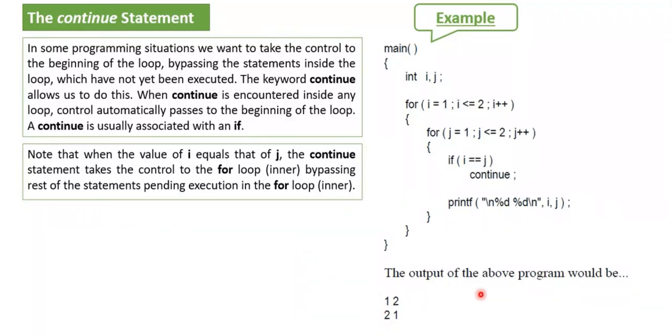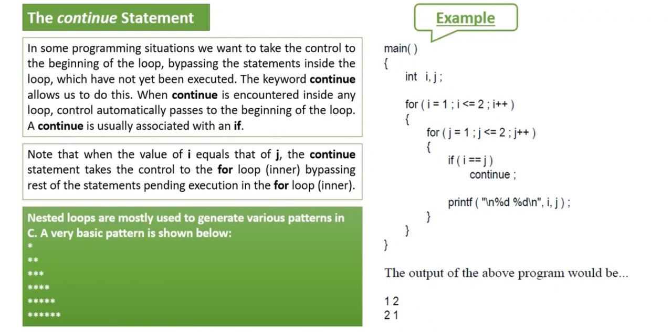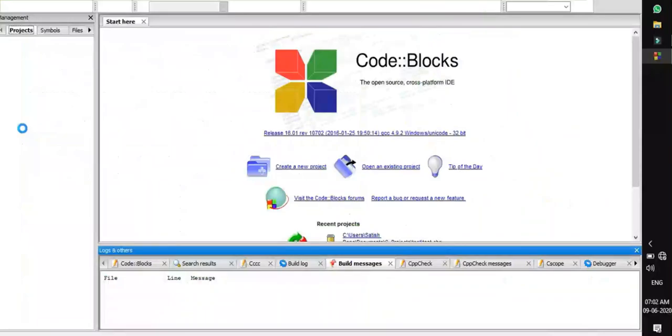Nested loops are mostly used to generate various patterns in C. A very basic pattern is shown below, having stars that increment at every next line. In the next session we will see how to generate these kinds of patterns using nested loops. For now, let's jump to the Code::Blocks window and implement the example of the continue statement.